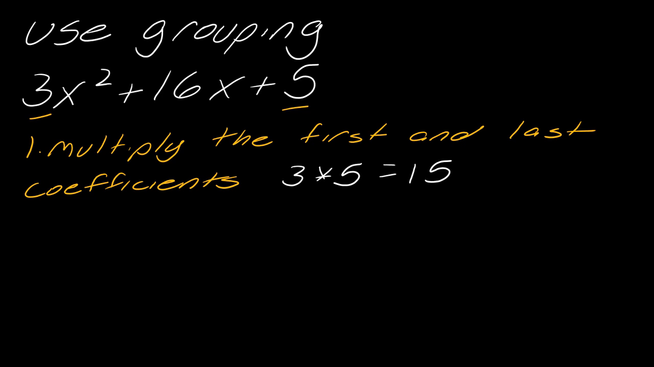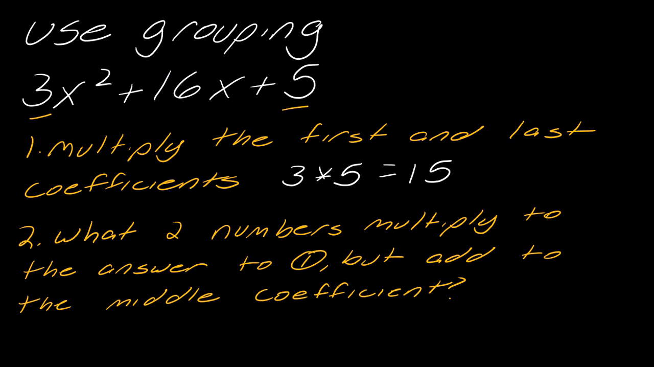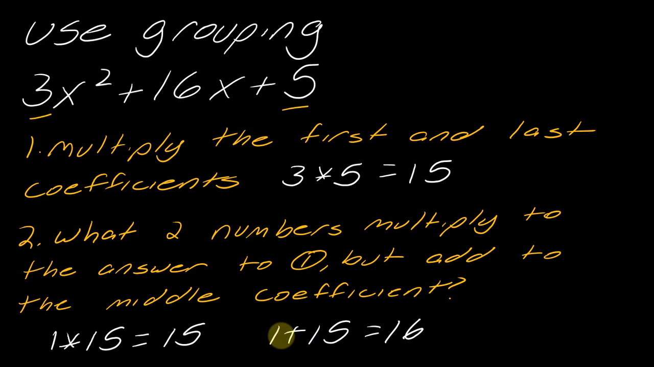Okay, so the next thing that you want to do is now you want to think about what two numbers would multiply to this number here, but add to this number here. So let me write that down. So what two numbers will multiply to this answer here, but add to this? So how do I make 15 but add to 16? So if I take 1 times 15, that will multiply to 15, but 1 plus 15 will equal 16. Okay, so when you find those numbers, we're going to leverage this answer to help us use some grouping. So let me clear some space.